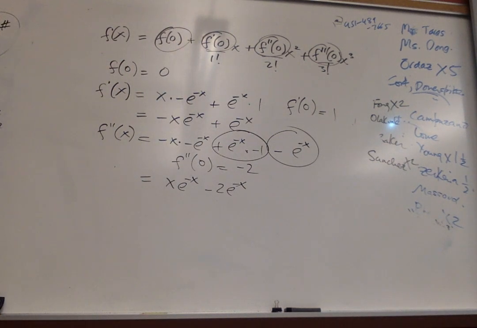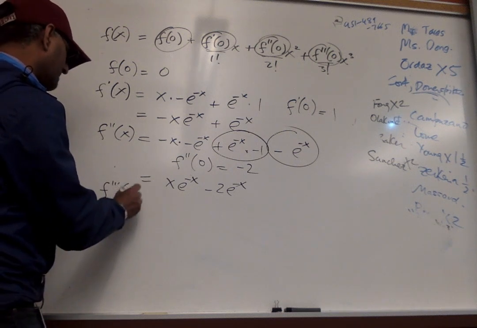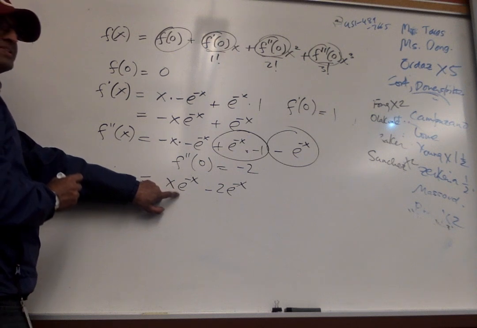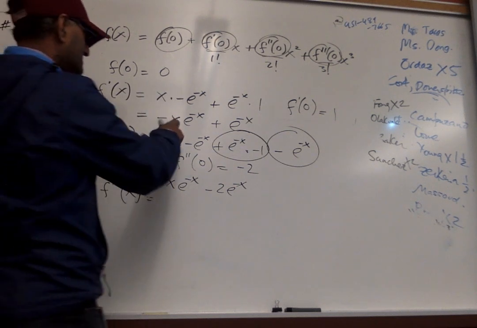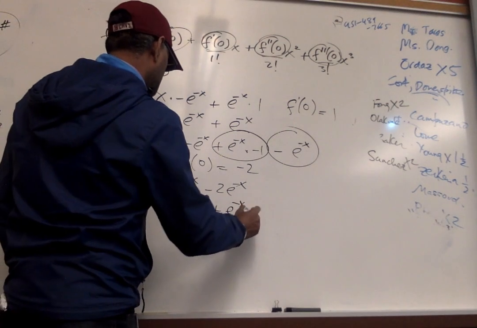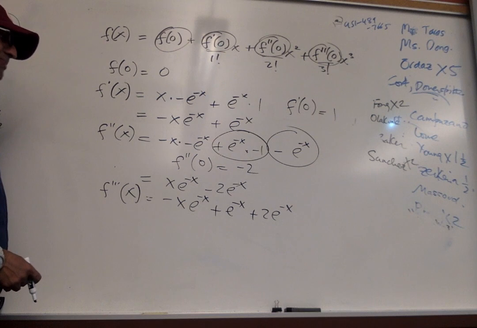Those are exactly the same expressions. Okay, now I'm going to type f triple dash of x. The last one. Wait a second, is this what the original problem was? Can I just copy that down? It was negative x e negative x plus e negative x plus 2e negative x. Yes? Will the first term collapse?